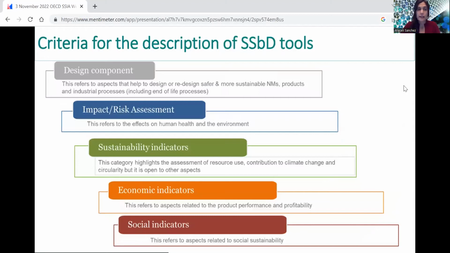So this is the criteria, this is the way we are going to describe the tools. We explain what is the design component of the tools. This refers to the aspects that the tool includes to help on the design or redesign of safer and more sustainable nanomaterial products and processes. We'll also describe the impact of the risk assessment for the human health and also for the environment, and then what sustainability indicators the tools include, as well as any economic or social indicators. Next slide, please.